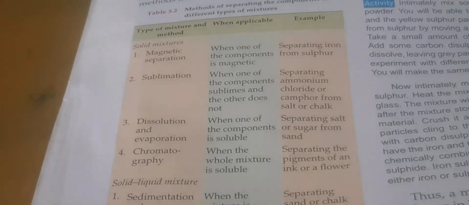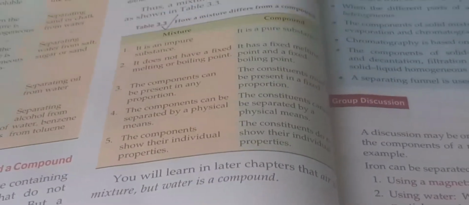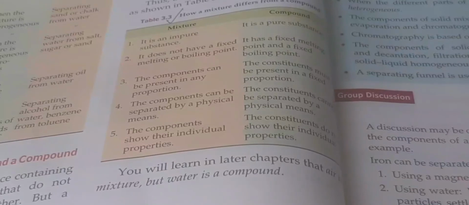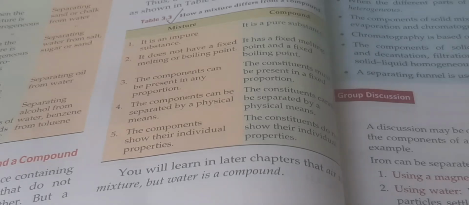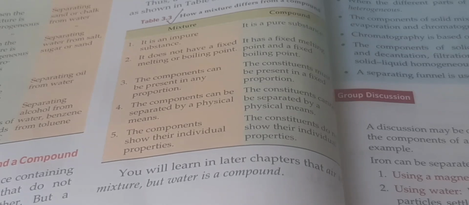Okay, so this is the summary. In the end you will learn that there is a difference between mixtures and compounds. Please learn them as they are already given in the book. Mixtures are impure, compounds are pure. In mixtures, things are not fixed. In compounds, all the substances are fixed. In mixtures, components can be separated by physical methods. In compounds, components can only be separated by chemical methods, not by physical methods. Components do not lose their properties in mixtures, whereas in compounds, components lose their properties, and the compound formed will have different properties. Okay, children.